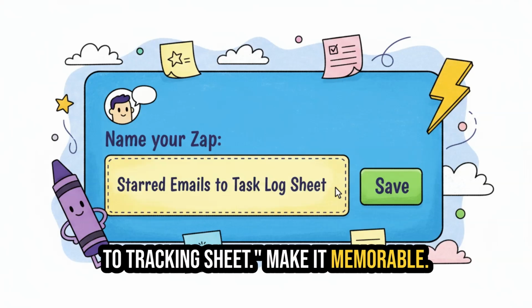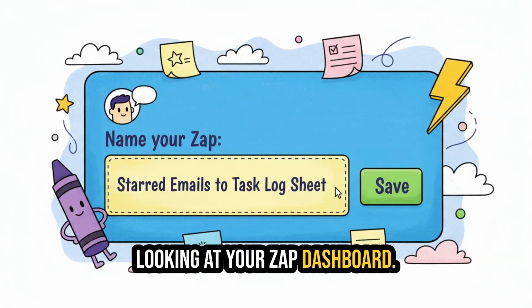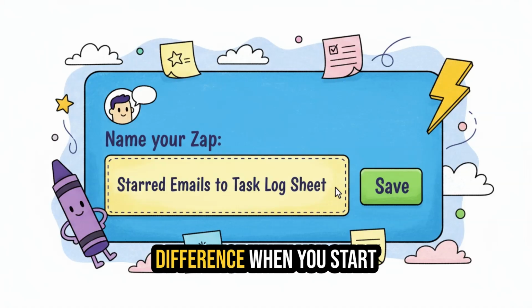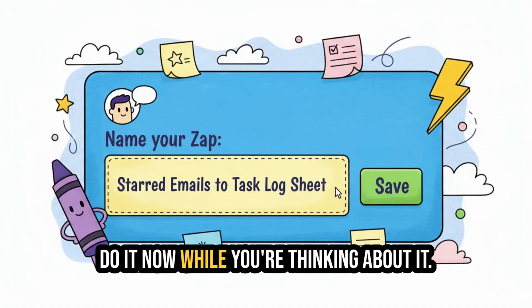Make it memorable. Make it something you'll recognize 6 months from now when you're looking at your Zap dashboard. Clear naming is one of those small habits that makes a huge difference when you start building multiple automations. Do it now while you're thinking about it.